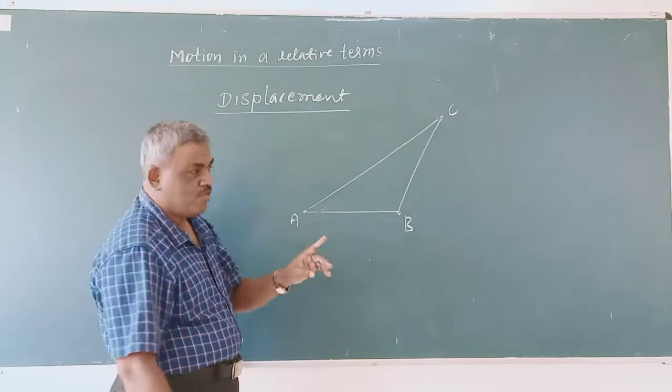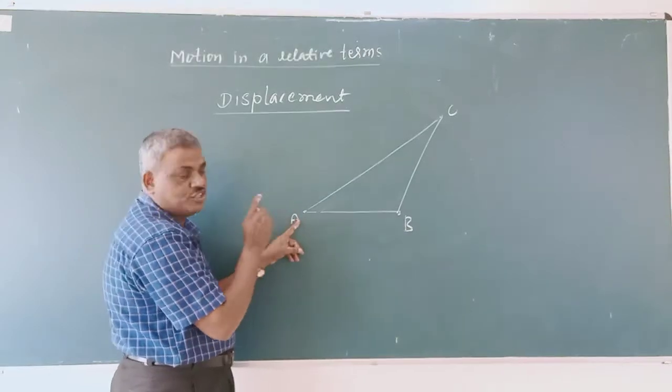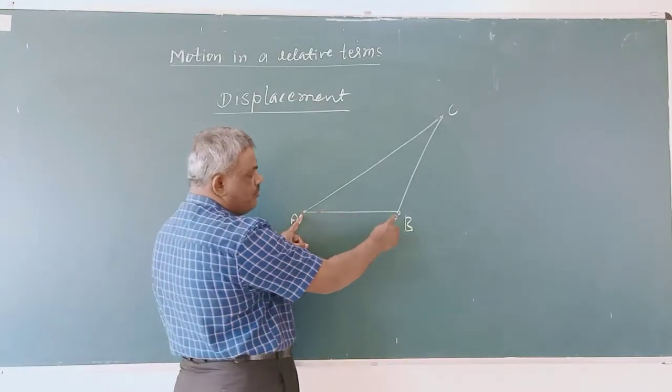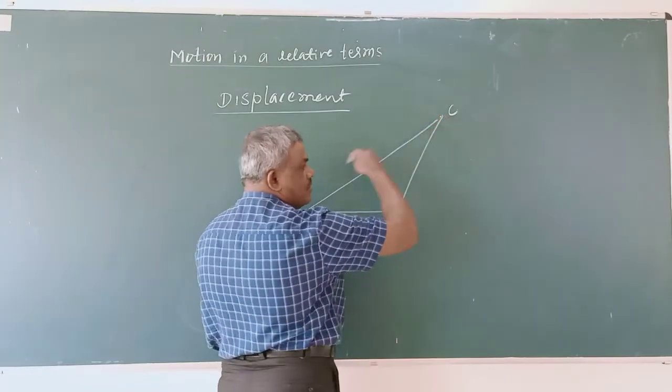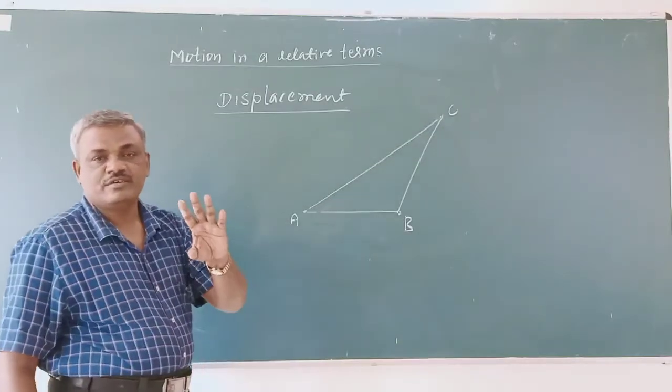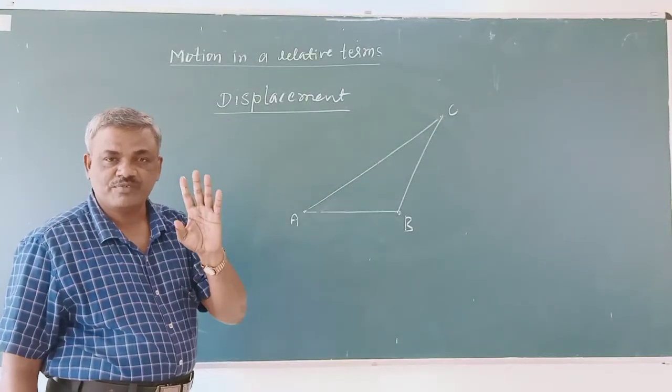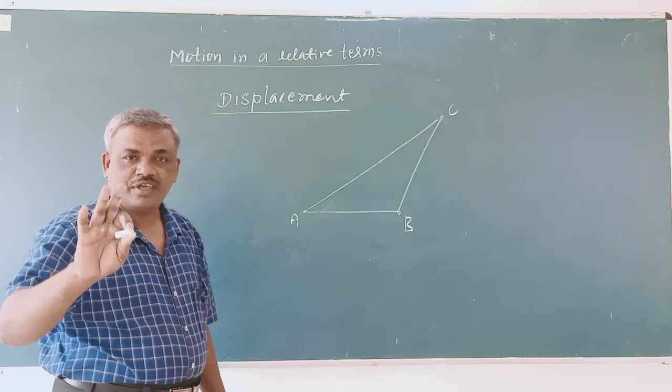Or one more definition: the shortest distance between the initial and final position of the body is called displacement. Now in the diagram, the body starts initially at A, moves to B, then B to C. AC is represented by displacement. Displacement is a vector quantity.